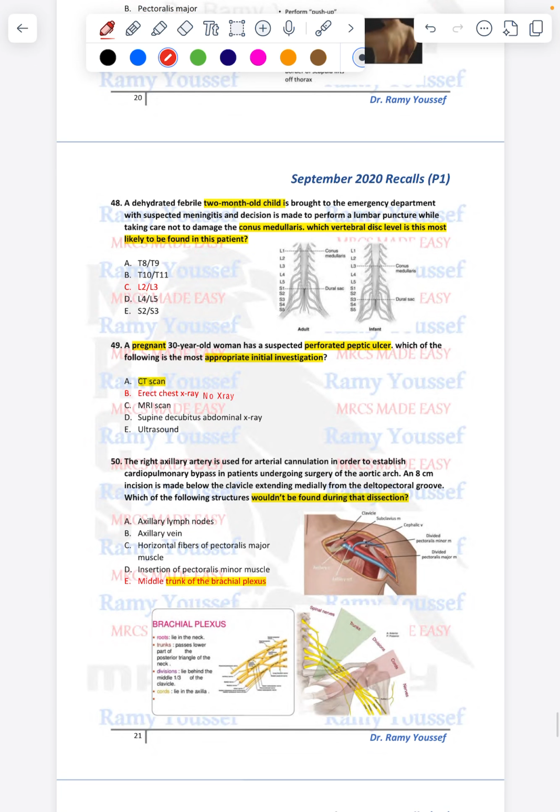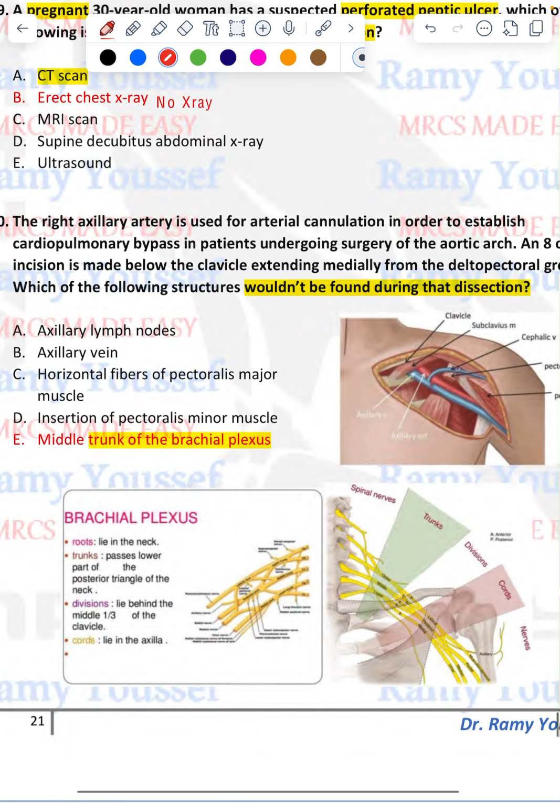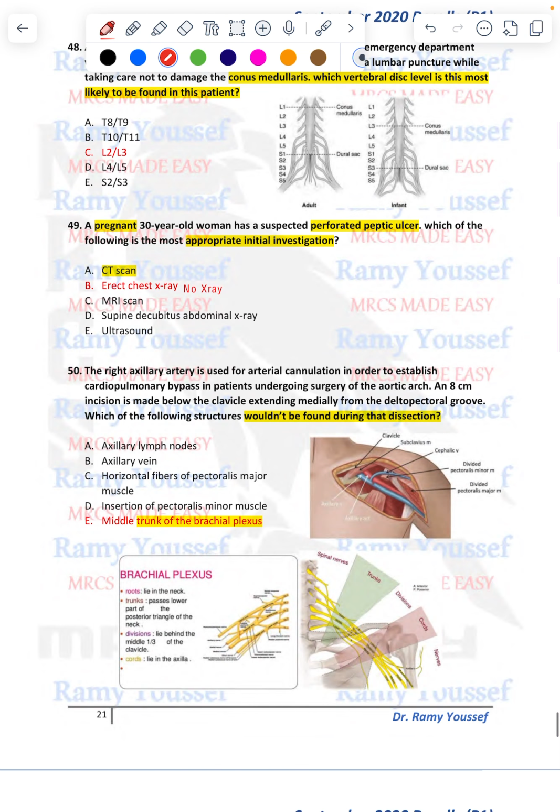It is above the clavicle. Roots and trunks pass through the lower part of the posterior triangle of the neck. Divisions and cords lie in the axilla. That's why you are going to the axilla. The middle trunk is above the clavicle.